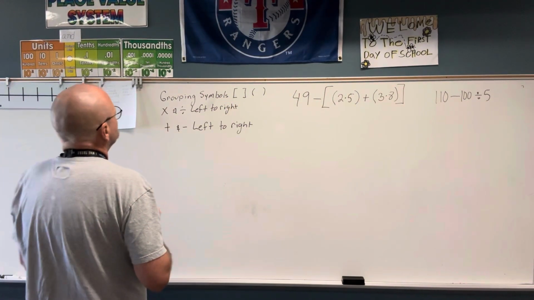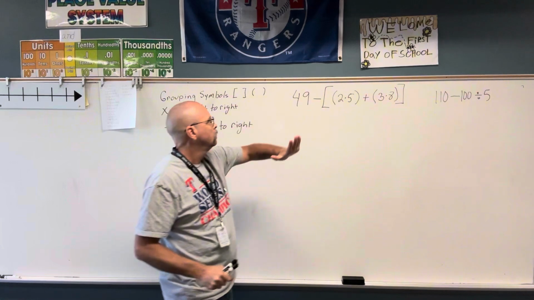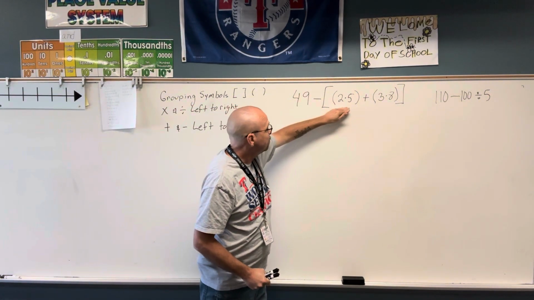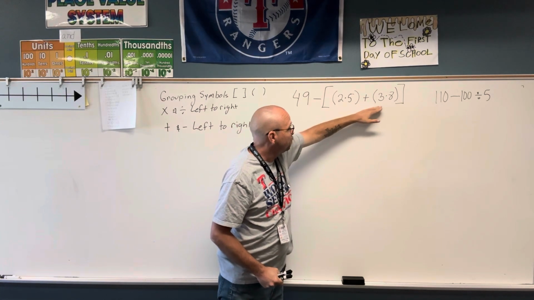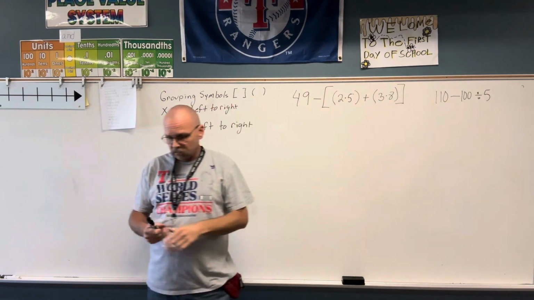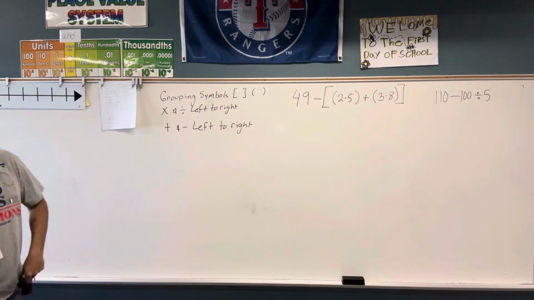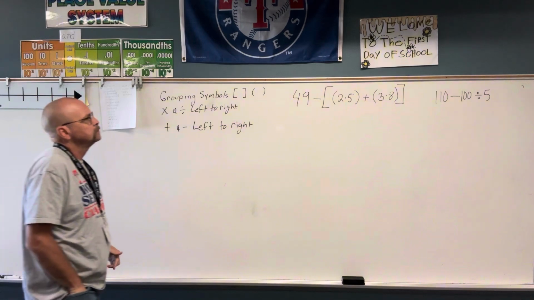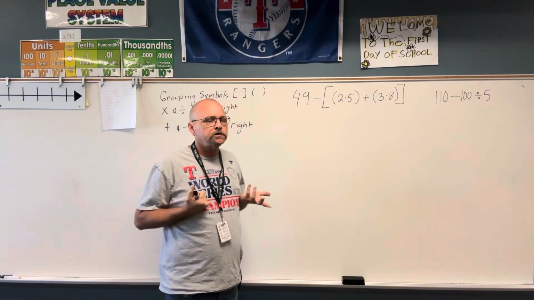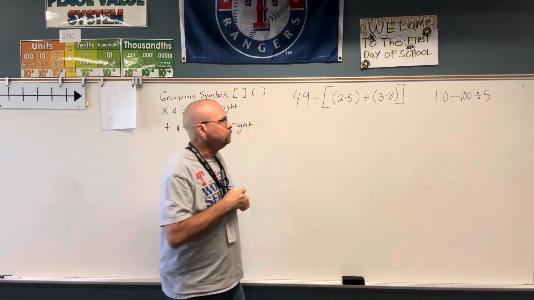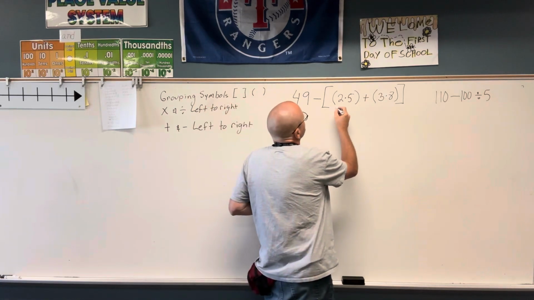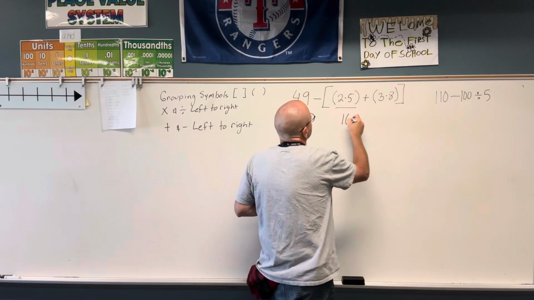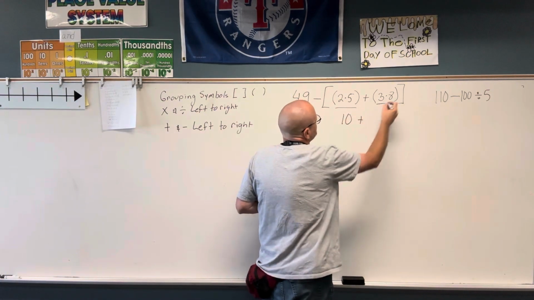All right, these two problems, Brayden. This problem, we have 49 subtract, open bracket, inside parentheses 2 times 5 plus parentheses 3 times 8, close bracket. So where should I start, Brayden? Okay, in the brackets. So which one should I do first in the brackets? 2 times 5. Good, because it comes first. 2 times 5 is what, Brayden? 2 times 5 is 10. Plus, what's 3 times 8, Brayden?